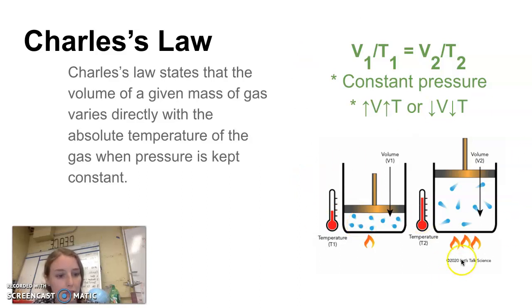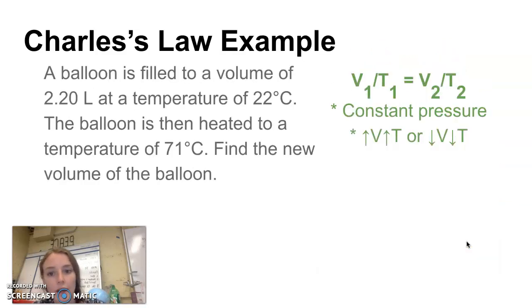If you think back to like relationship or proportional problems in physics, this is very similar. So looking at this picture, we see if the temperature increases, the volume, something is going to expand. So we saw this with the balloon lab, was an example of Charles' law. So write down these notes, then write down this example. A balloon is filled to a volume of 2.2 liters at 22 degrees Celsius, but it's heated up to 71 degrees Celsius, so the temperature increases. So right away I'm thinking the volume is also going to increase.